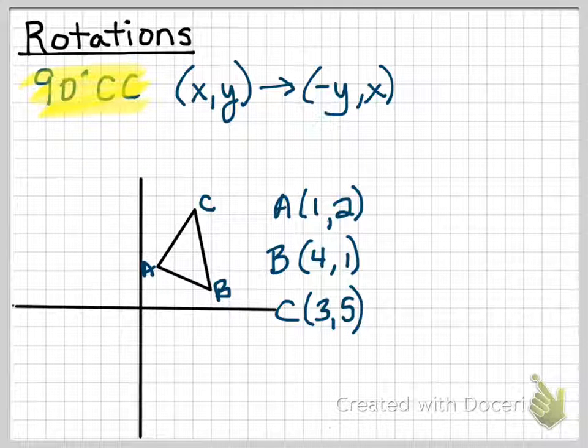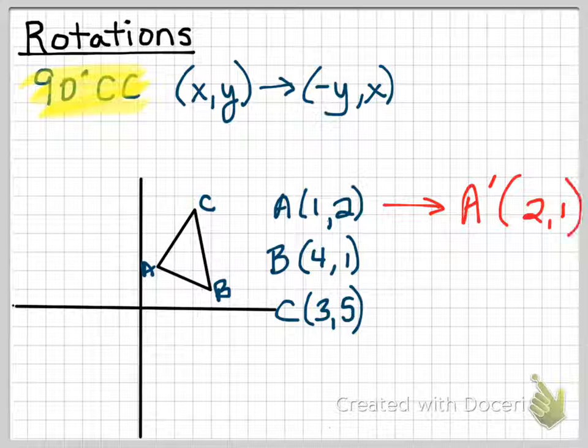So with my point, again, A is at (1, 2). When I do the transformation, for A prime, we're going to flip them, so we're going to change it to (2, 1), and we're going to change the sign of the first one. So A prime should be located at (negative 2, 1). So right over here is my A prime.